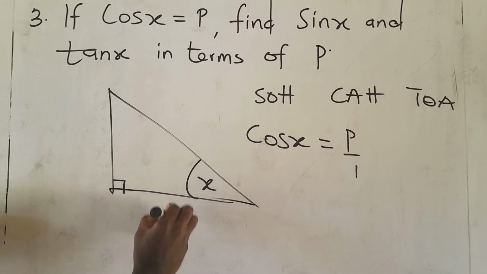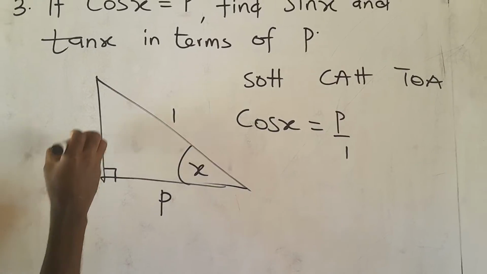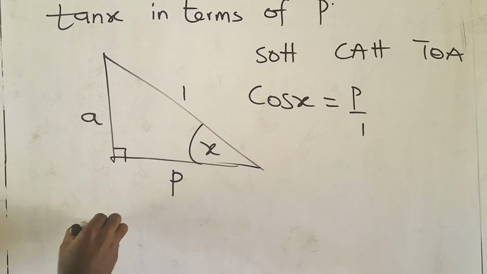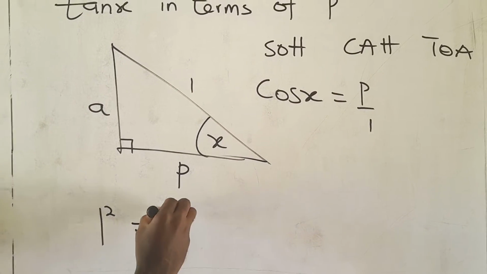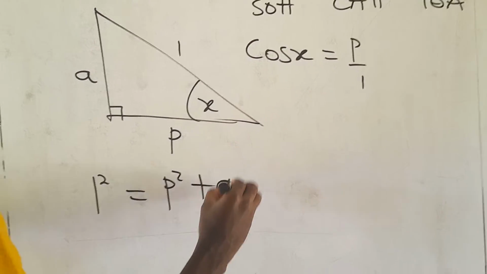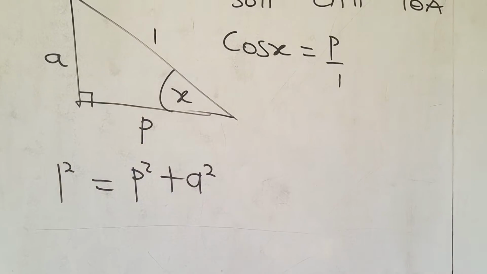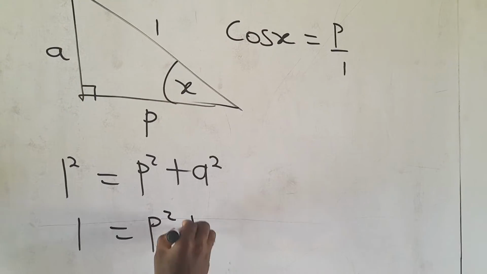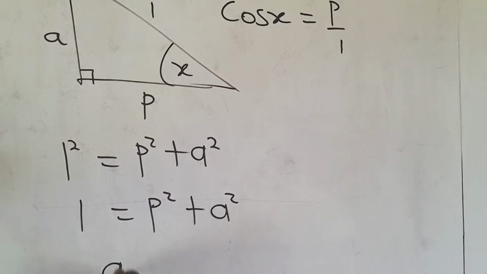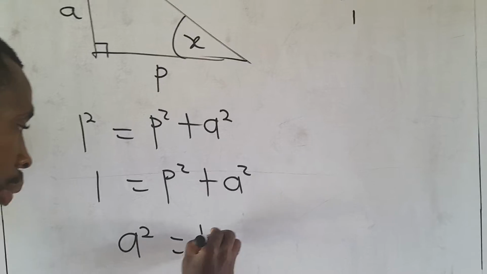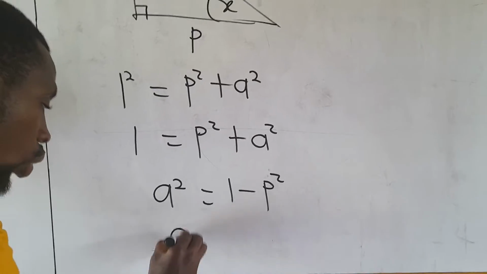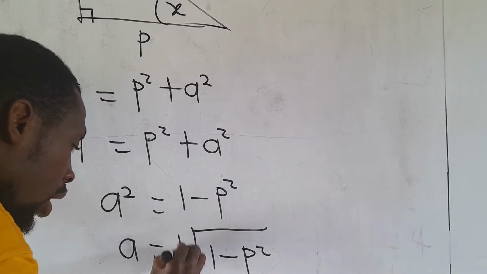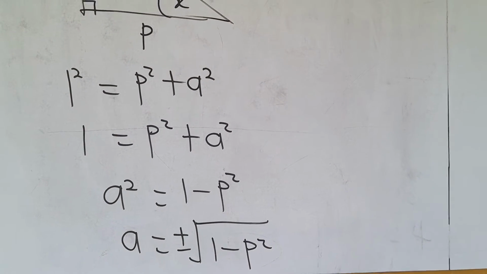So the adjacent here is p, hypotenuse 1. Then we can find our opposite. From Pythagoras theorem, the hypotenuse, which is 1 squared, will be equal to p squared plus a squared. So we find a in terms of p. So 1 squared is 1, equal to p squared plus a squared. Then our a squared will be equal to 1 minus p squared. So a will be equal to the square root of 1 minus p squared. Remember, plus or minus the square root of every number.